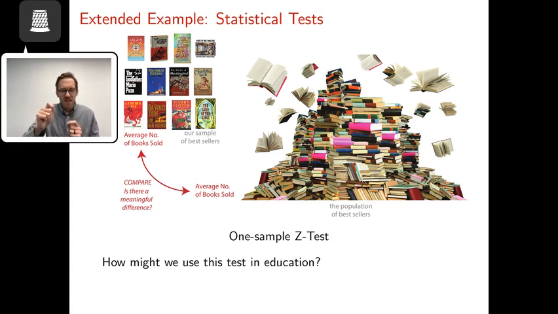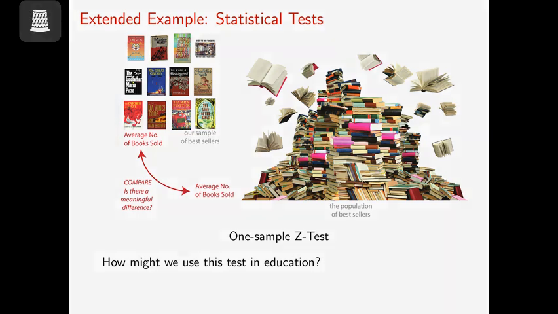And the comparison is some measure that we're interested in that's quantitative. It needs to be a quantitative measure where we can get a mean. We need to compare these means between the population and our sample. And the whole question is, is there a meaningful, not a difference due to chance, but a meaningful difference between those two? Then we use the one sample z-test.